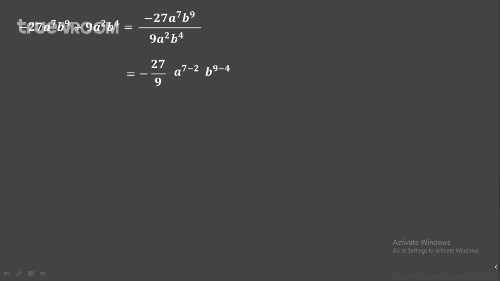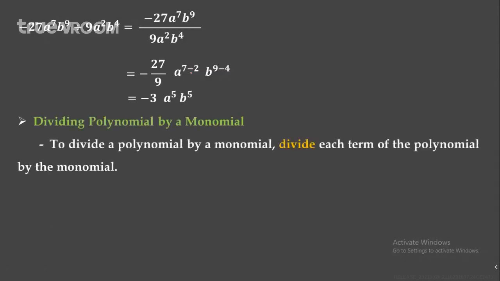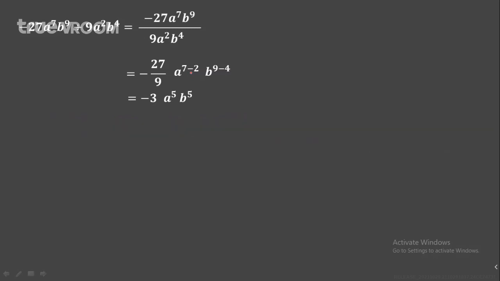What is negative 27 divided by 9? Negative 3. Correct. What is a raised to 7 minus 2? a raised to 5. Correct. What is b raised to 9 minus 4? b raised to 5. Very good. All right. So that is dividing a monomial by a monomial. Do you understand? Do you have any question? No question? All right.